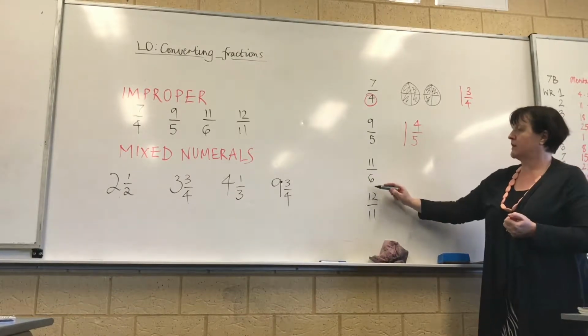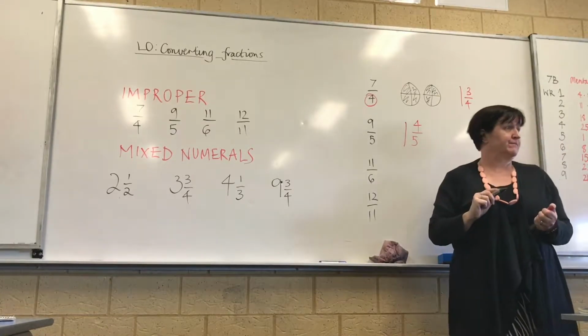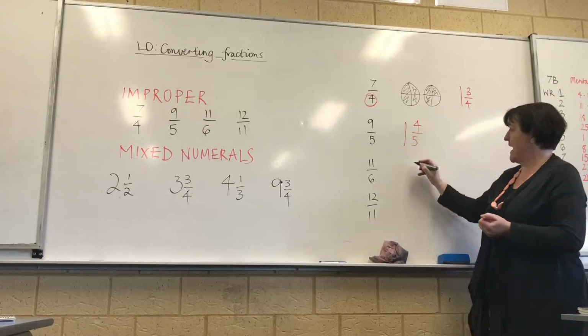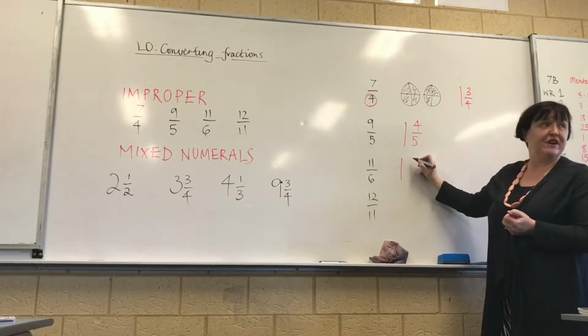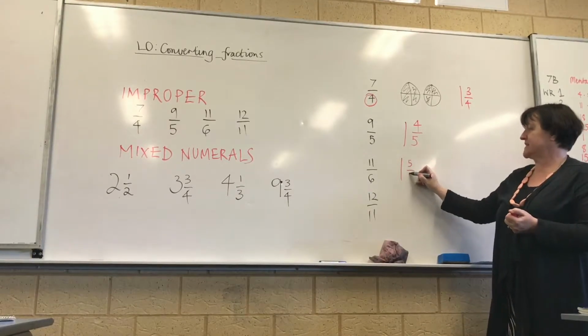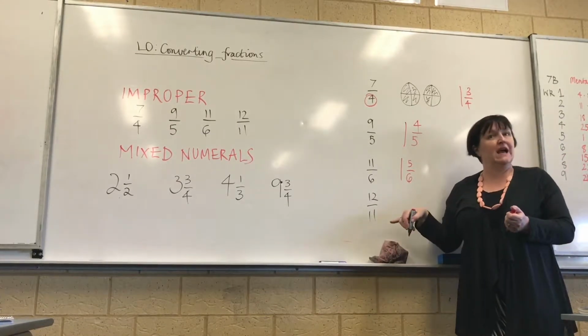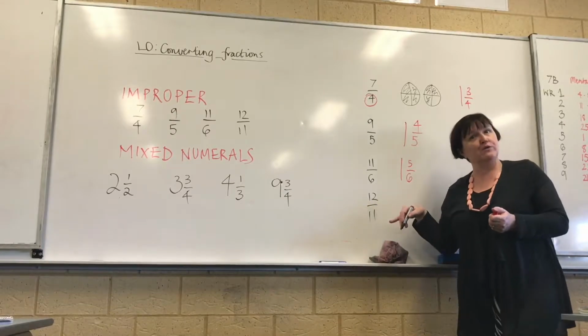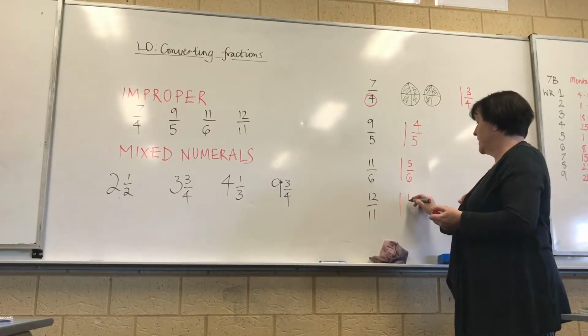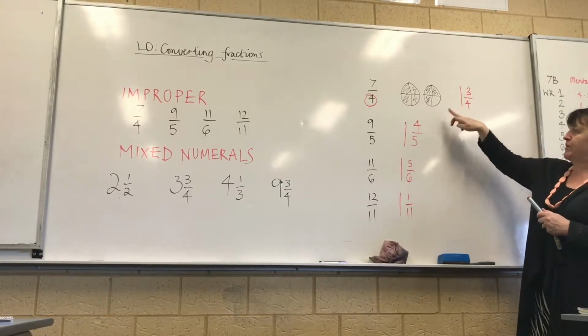Okay, this one. How many 6s are there in 11? 1. And how many left over? 4. Oh, 5. 5/6 left over, that's right. And then the last one, 12 over 11. How many 11s are there in 12, Lachlan? 1. With 1 11th left over. Now they were all fairly straightforward because we all had 1.